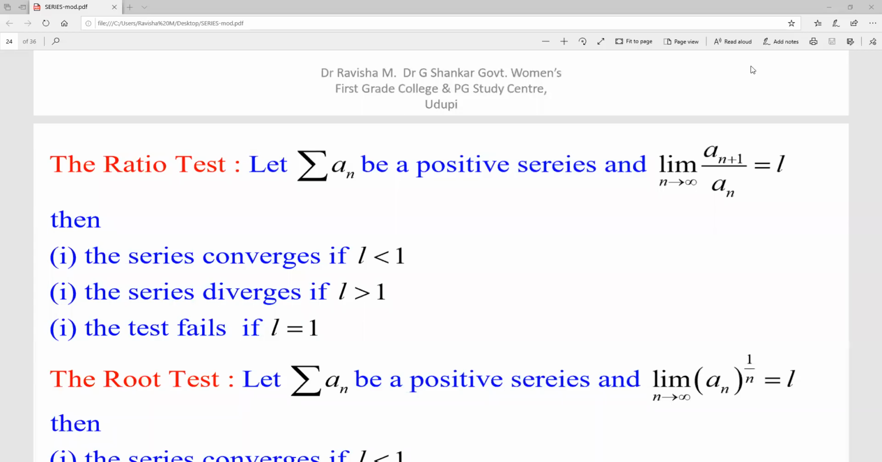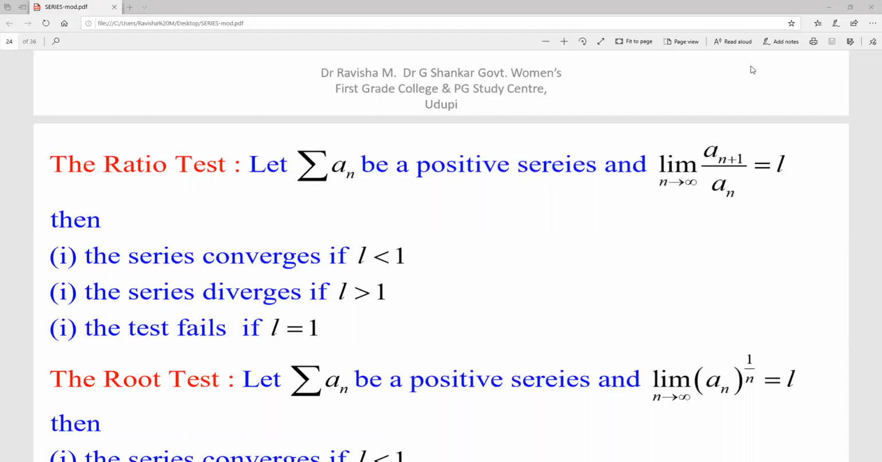Hi, in this video I'm going to discuss the convergence of the series by applying the ratio test and the root test. So in the previous videos we have studied the convergence of the series by using the integral test, P series test, direct comparison test and limit comparison test. So now we are going to discuss the convergence of series by using the ratio test and the root test.